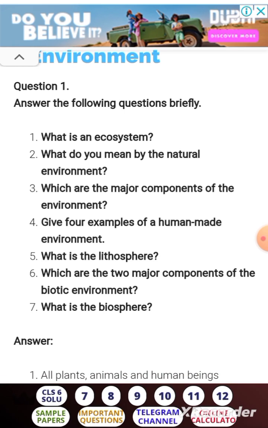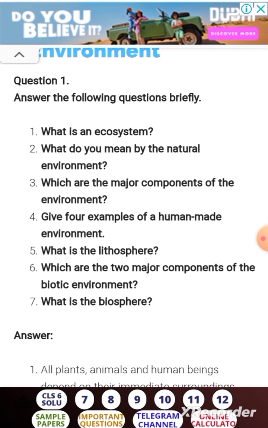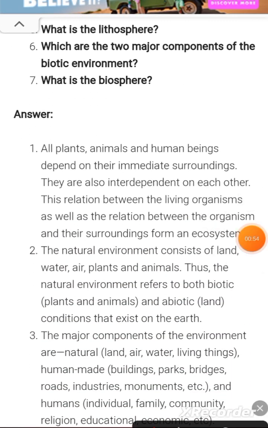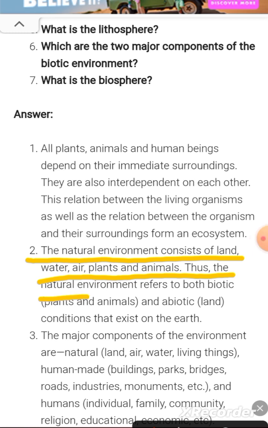Now the second question is, what do you mean by natural environment? So the natural environment consists of land, water, air, plants and animals. Thus the natural environment refers to both biotic, plants and animals, and abiotic, land, water and air, conditions that exist on the earth.